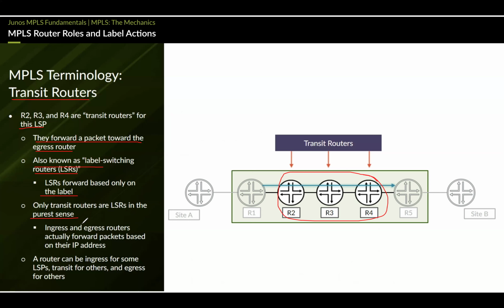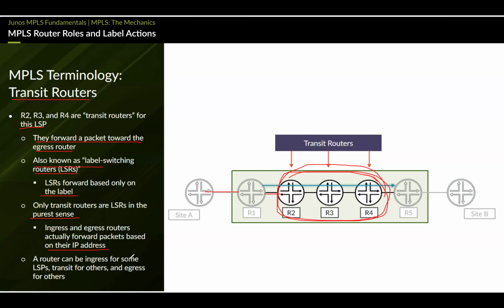pure sense. That means ingress and egress routers actually forward packets based on their IP address, and the pure LSR routers are based on label. These routers actually work based on label. But the PE routers are communicating in the IP domain, while here it is communicating with the MPLS domain. Okay, both are connected with the PE router.